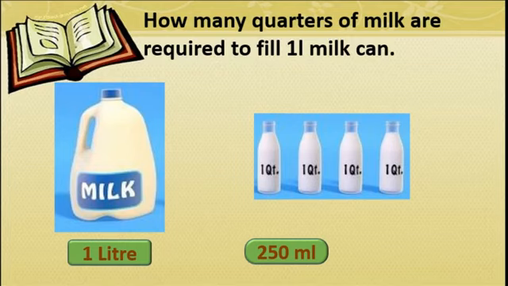If you have a quarter bottle and a 1 liter bottle, then you can do this experiment in front of your mummy. You take a 1 liter bottle and a quarter liter bottle, otherwise a 250 ml bottle. When you pour four 250 ml bottles into that 1 liter bottle, then it fills. Got this, students?